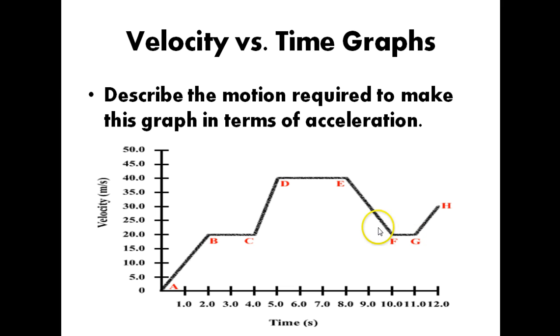From F to G, once again, we're at a constant velocity at 20 meters per second, so we have no acceleration. And then from G to H, I have an increasing velocity in the positive direction, and I have an increasing acceleration, or I'm accelerating in the positive direction. And that's how I would describe this graph.